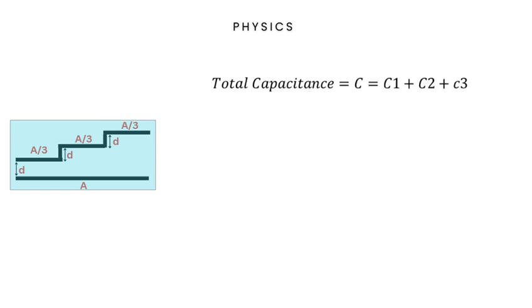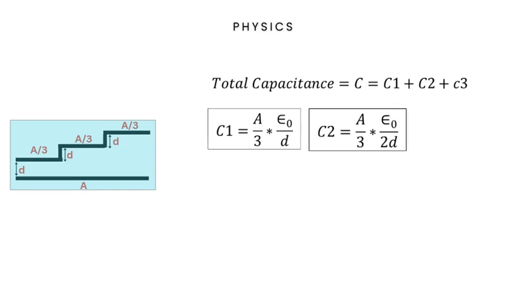Total capacitance equals sum of the capacitance due to each step, which is equal to C1 plus C2 plus C3. Capacitance due to first step equals area of first step multiplied by epsilon naught divided by distance of first step, which is equal to A by 3 multiplied by epsilon naught by D. Capacitance due to second step equals area of second step multiplied by epsilon naught divided by distance of second step, which is equal to A by 3 multiplied by epsilon naught divided by 2D. Similarly, capacitance due to third step equals A by 3 multiplied by epsilon naught divided by 3D.